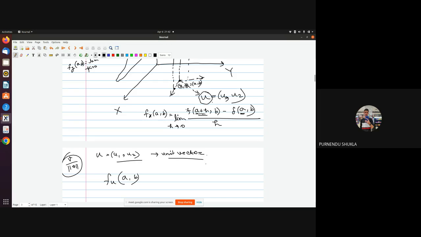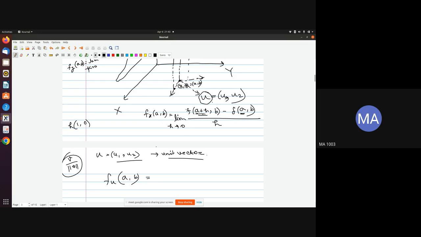Sir, by dividing, we are making it a unit vector? Exactly. If we know what happens to our unit vector, we know what will happen to every point in that direction. So only the unit vector is enough. If I know what is happening at (1, 0), I know what is happening at (h, 0). Yes, that is what it is.